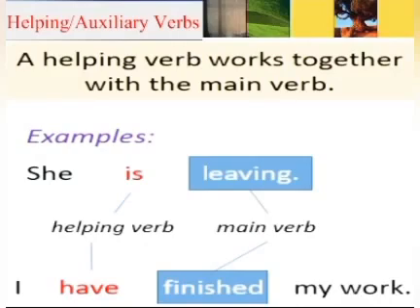Let's look at the examples. She is leaving. Now here, leaving is the main verb and is is the helping verb. If I avoid the use of is, if I hide it, what is the sentence? She leaving. No sentence, right? Because the complete idea is not there. But with the help of the auxiliary verb is, she is leaving, the complete idea is there and it becomes a complete sentence. Similarly, if I have the sentence, I have finished my work, right?